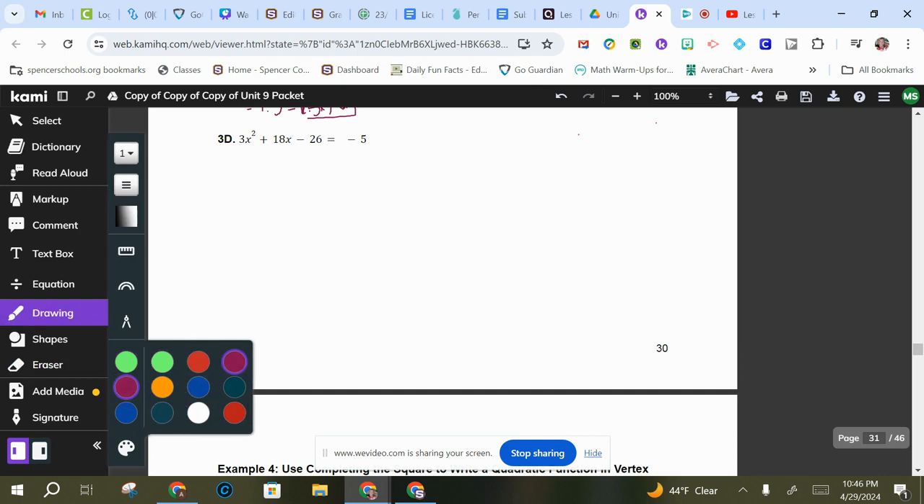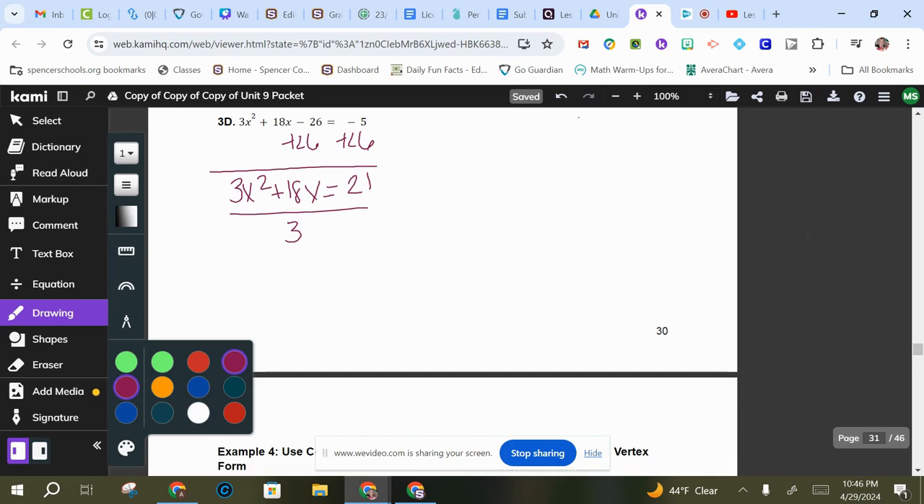For the first step, you have to get rid of that old c, so we're going to add 26 to both sides. You end up with 3x squared plus 18x equals 21. Good news is everything's divisible by 3, so I'm going to divide everything by 3. And so the equation I'm going to start with here is x squared plus 6x equals 7, since 18x divided by 3 is 6, and 21 divided by 3 is 7.